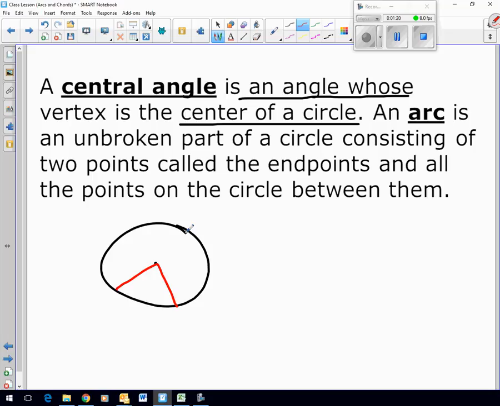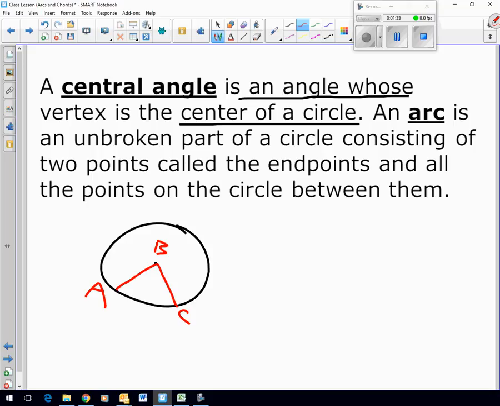So here I've got, what are the radii? Somebody name them for me. AB, CB, right? And they form angle ABC. That is a central angle.